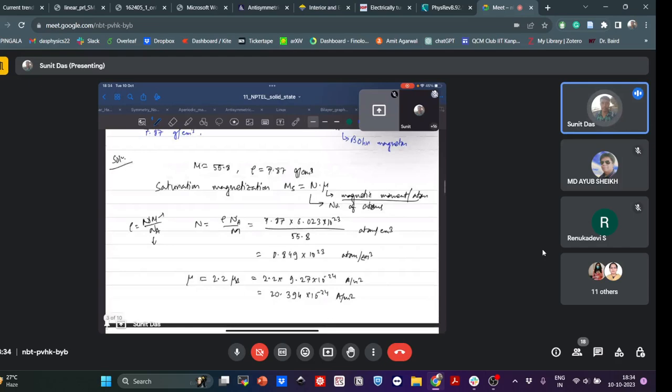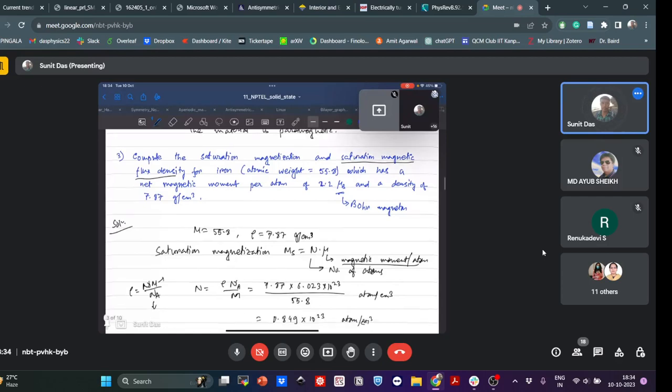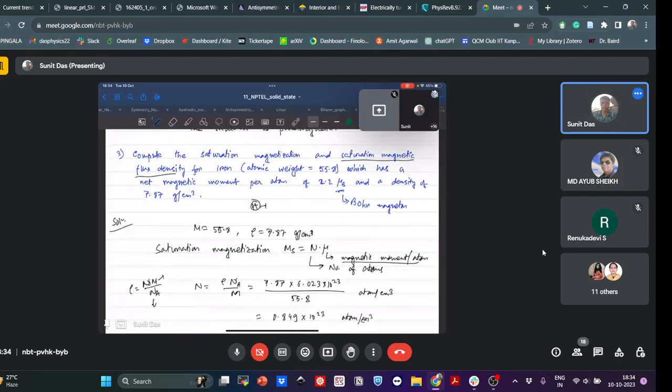Now in the question we have also been asked to find the saturation magnetic flux density, but this is not possible if we are not given H, the magnetic field strength. So this we cannot calculate unless we are given the magnetic field strength. Okay, so next question.